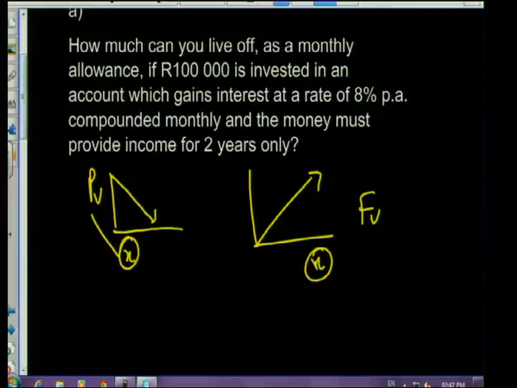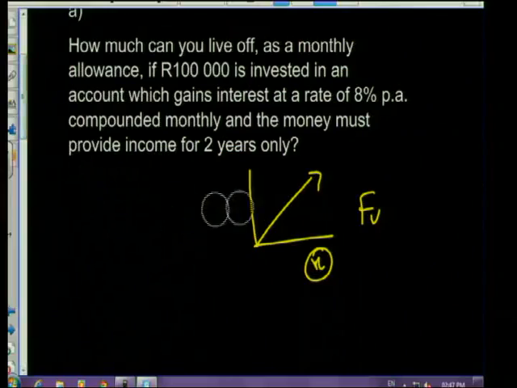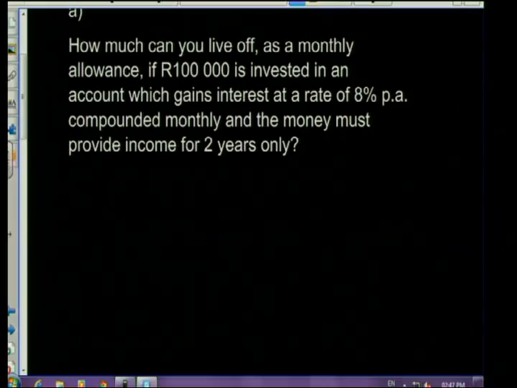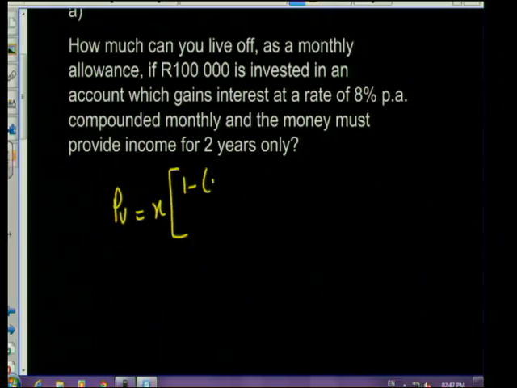So let's just create some space. I know that I'm going to use a present value annuity. Try to think about why I've managed to say that. So let's go. The present value annuity is going to be your x, 1 minus 1 plus r to the power of negative n all over r.